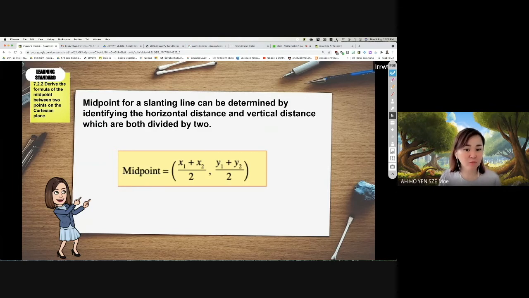You can use the formula to determine and identify the horizontal distance and vertical distance, which are both divided by 2. Okay, so this is our formula to find the midpoint. Hopefully everybody of you can understand. Just very simple ni. Okay, you add up the x, value of x divided by 2. Okay, then add up the value of y divided by 2. This is our midpoint.